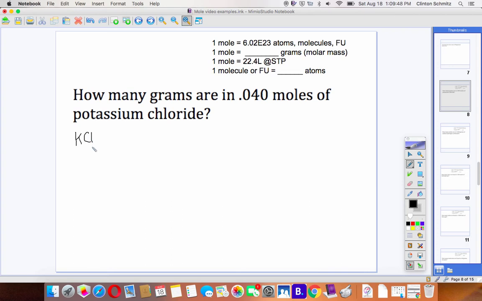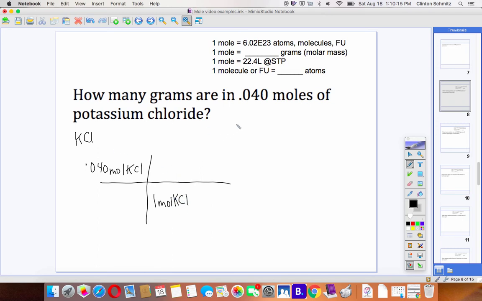Okay, now, anyway, you're going to write down what the problem gives you. So we got 0.040 moles KCl. You draw the picket fence. Okay, so now we want to go to grams. So we're going to use this one right here where it says 1 mole equals blank grams. And so you got moles here, you're going to put moles down here. So 1 mole KCl, oops, forgot the L there, 1 mole KCl.